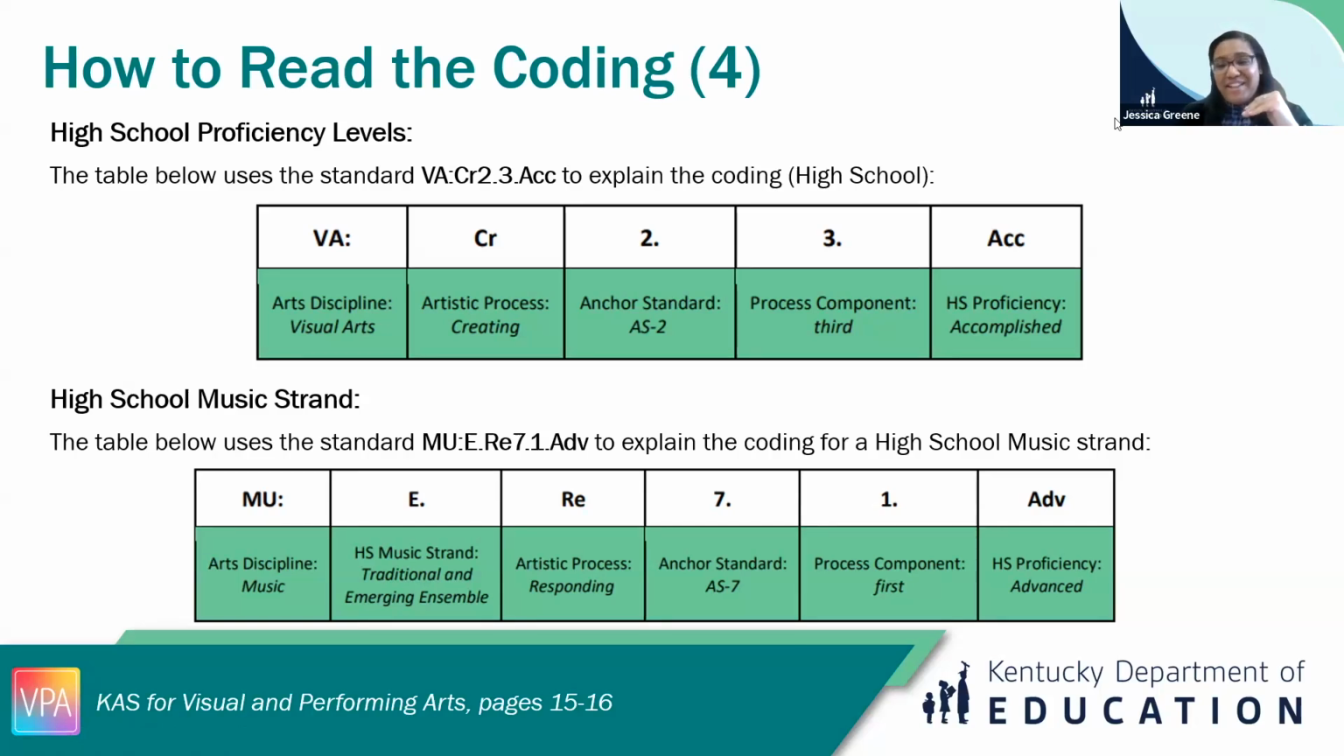They have several strands in their music standards. And so the traditional and emerging ensemble will have an E added right after the discipline to show that it is the ensemble strand. Same thing for composition and theory. There's a C for composition. And then for harmonizing instruments, there's an H for harmonizing. So they have an extra indicator because of their multi-strands. And that's just specific to high school music. But you can see how that breaks down as well.